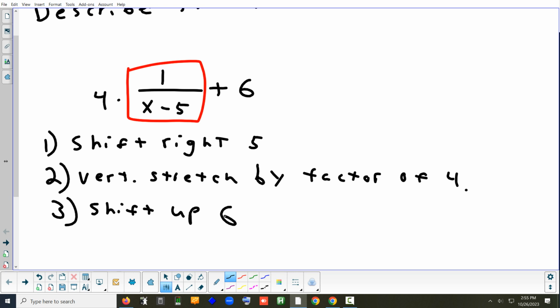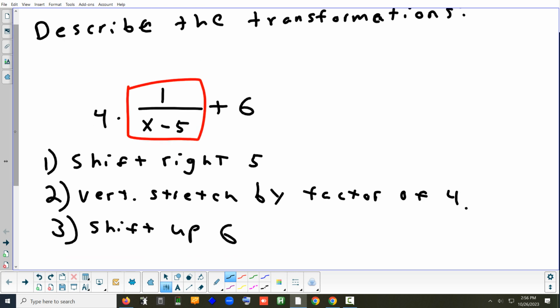How would you know if there was a reflection? What would be in the value? A negative. Yeah, you'd have a negative. A negative here would make a reflection over the x-axis, or a negative here would be a reflection over the y-axis. Any questions on describing transformations from a graph? Okay.